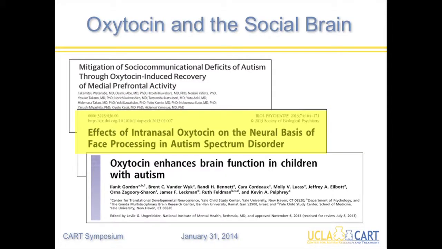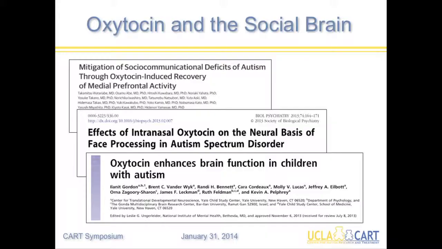Then there was a second study that again looked at the effect of intranasal oxytocin, but this time focusing on some of the brain circuitry that we know is important for processing information in faces. And again, they found a significant increase in amygdala activity in response to administration of oxytocin.